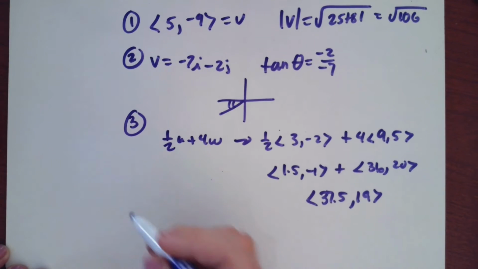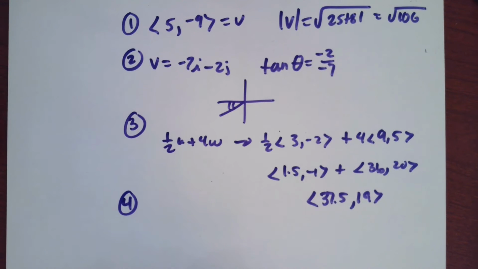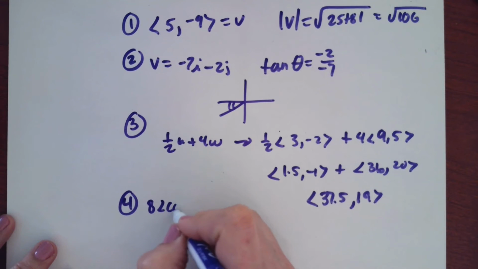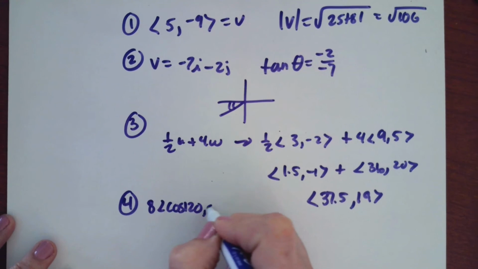All right, number 4 says find the exact component form. We have a magnitude of 8 and a direction of 120. So this is where you put the 8 in front. We have the cosine of 120 and then the sine of 120.